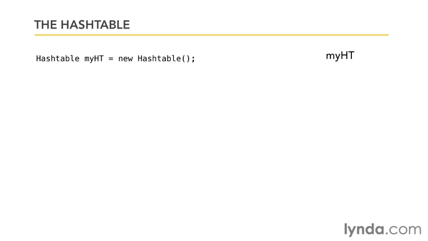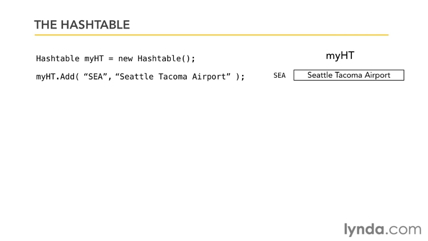There's a couple ways to do it, but the first way is just to use the add function. When you add something to a hash table, you give it the key that you want. So for example, I could give it a 3-letter airport code like SEA, and then I give it the value, which might be something like Seattle-Tacoma Airport. And then over in the hash table, I would have a little key named SEA, and it would be associated with a value.